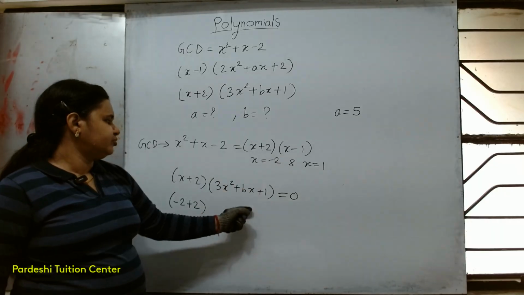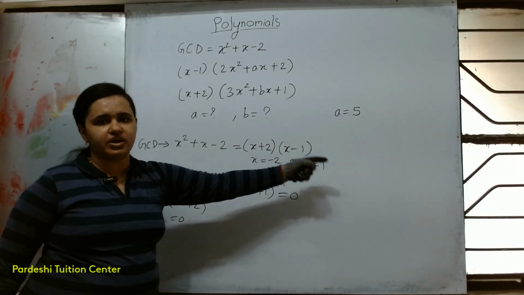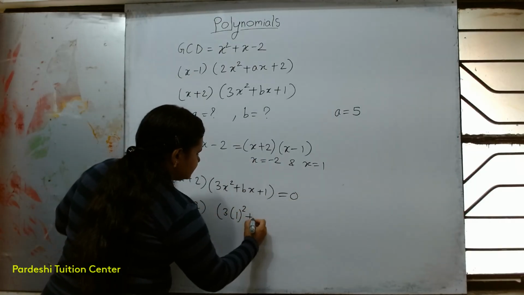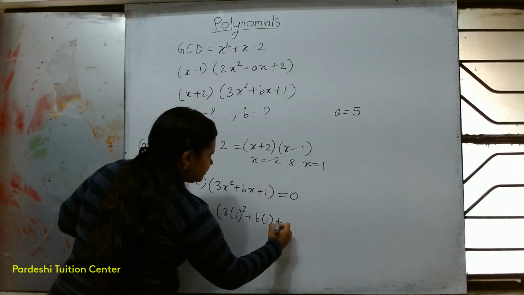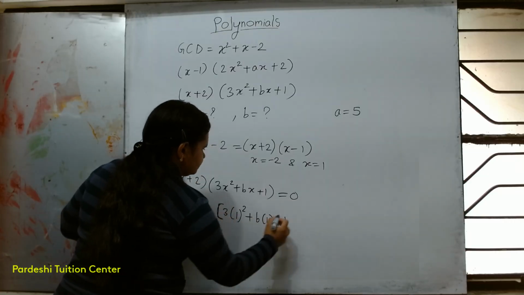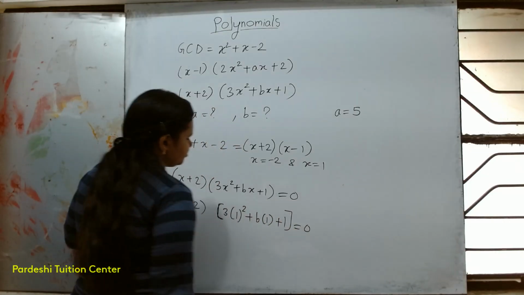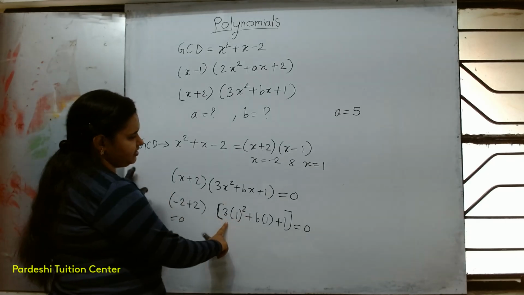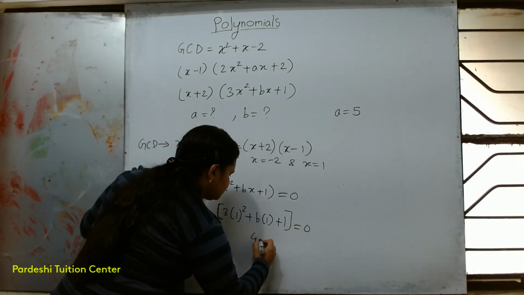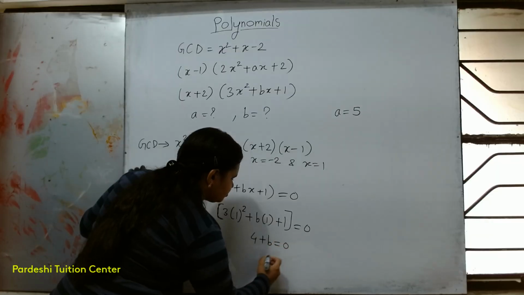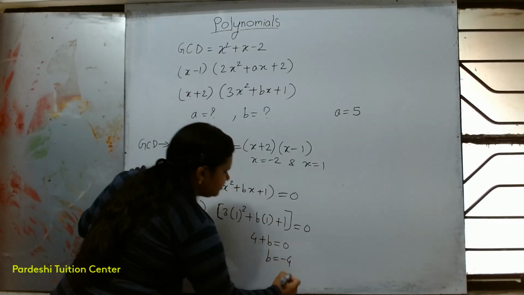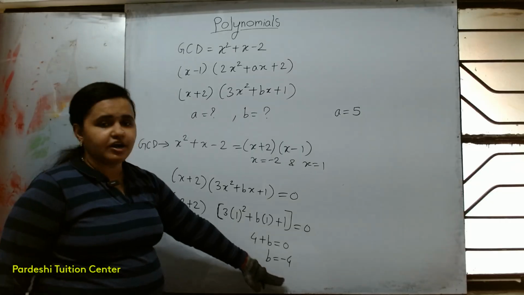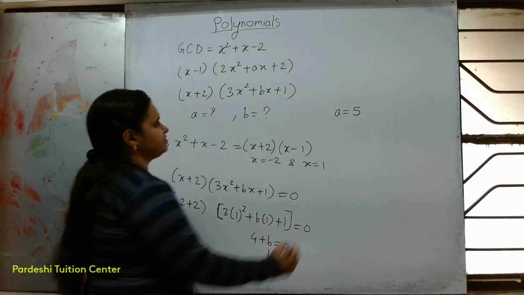Now that I have put minus 2 there, I have to put x equals 1 here. So it will be 3 into 1 square plus b into 1 plus 1, and it will be equal to 0. 1 square is 1, 1 multiplied by 3 is 3, 3 plus 1 is 4. 4 plus b equals 0, then b will be equal to minus 4. We have found b as minus 4.